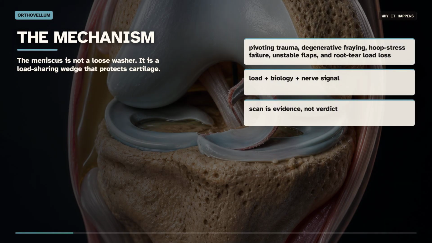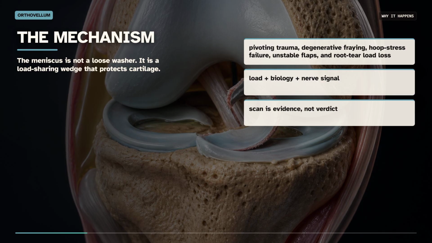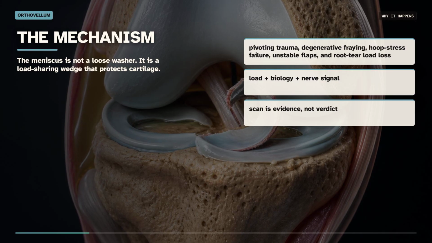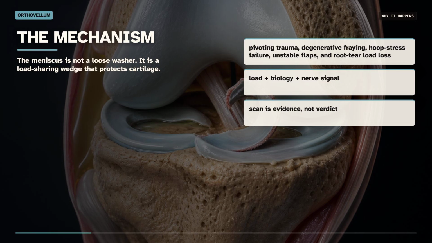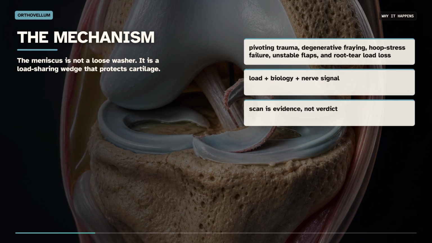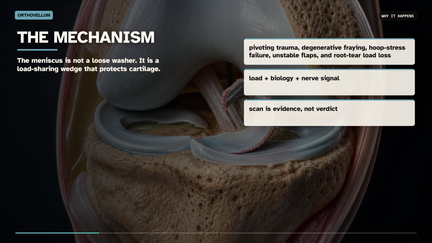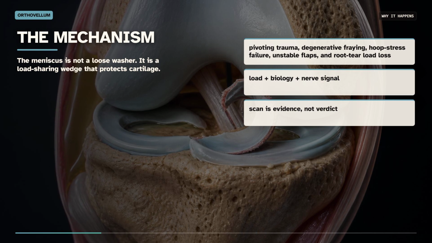The core mechanism is pivoting trauma, degenerative fraying, hoop stress failure, unstable flaps, and root tear load loss. This is why two people with similar images can feel very different. Tissue appearance, load, inflammation, nerves, strength, and confidence all interact. For the lay viewer, the question is not, what word is on the scan? The better question is, what system is failing? For the resident, the question is sharper. What is the pain generator, what is the structural risk, and what can safely wait?